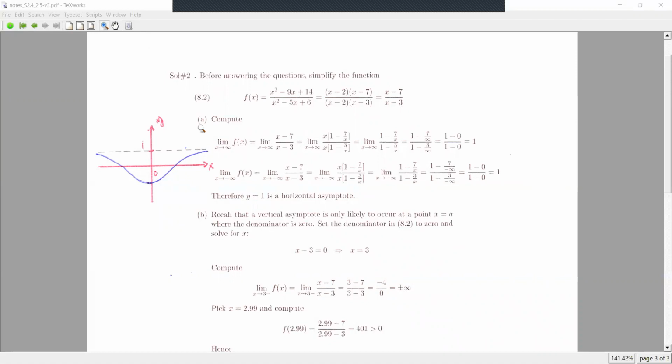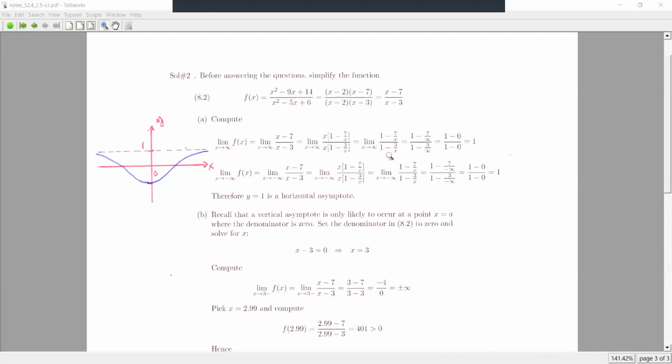Now, I answer part A. Find all the horizontal asymptotes. To find all the horizontal asymptotes, we need to compute the limit at positive infinity and the limit at negative infinity. For the limit at positive infinity, I take the highest powers out. I take x out. Then I have this equation. Cancel x, then I have this equation.